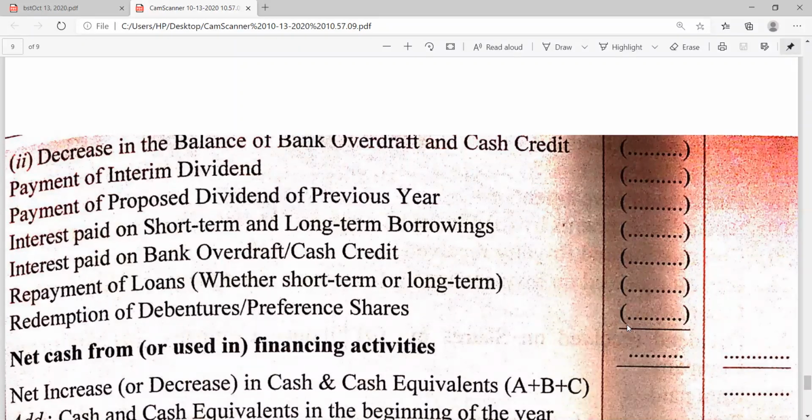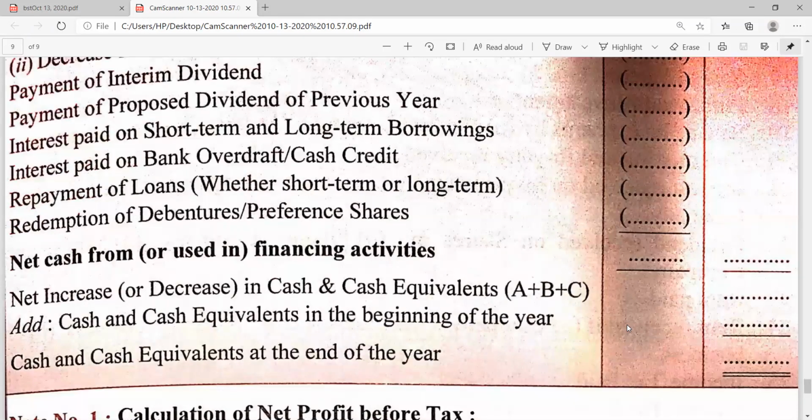Now, after adding all these three, A plus B plus C, you will get the net increase or decrease in cash or cash equivalent. Now, what to do? After having the net increase or decrease in cash, cash and cash equivalent in the beginning of the year is to be added, and at the end we will get the cash and cash equivalent at the end of the year, means the closing balance we will get.